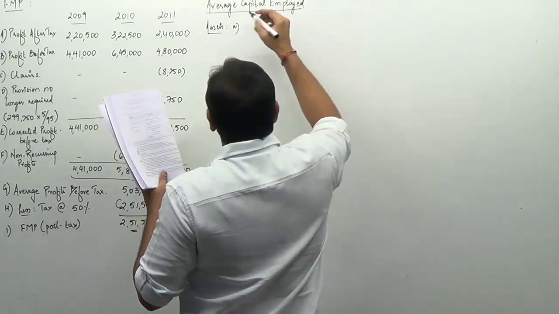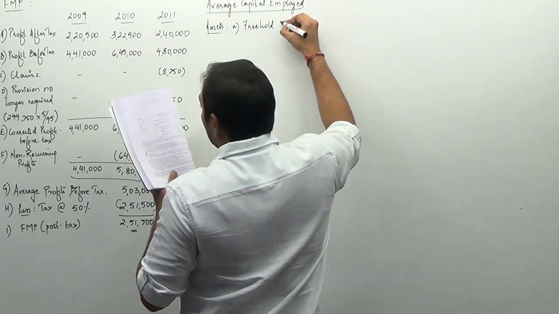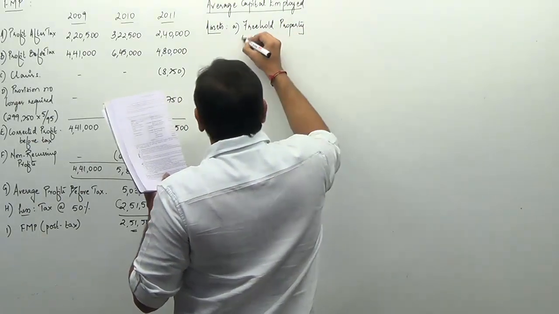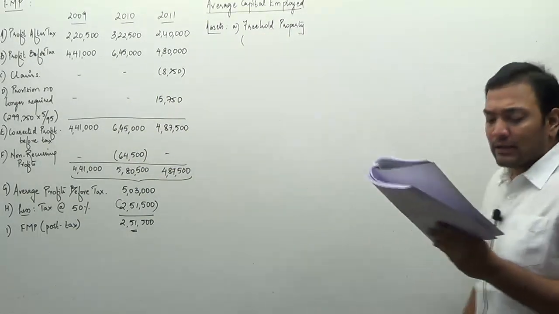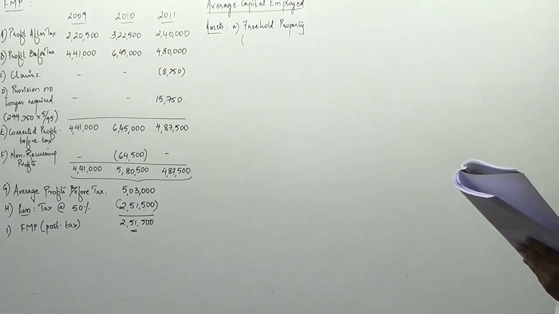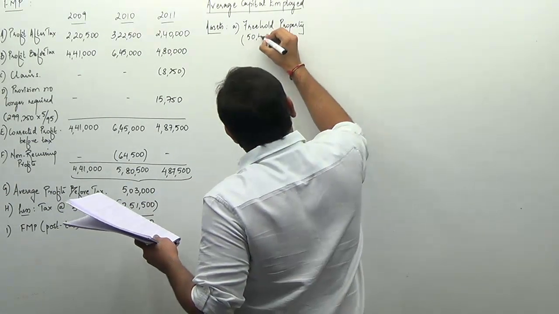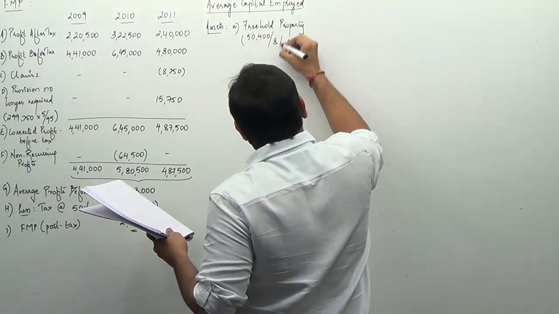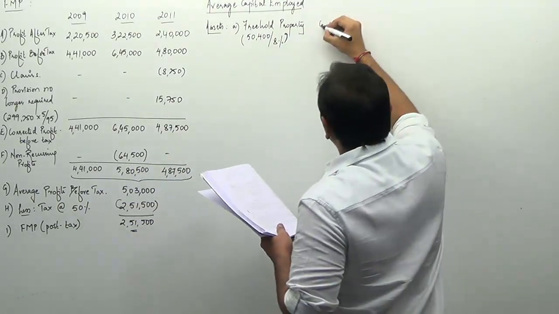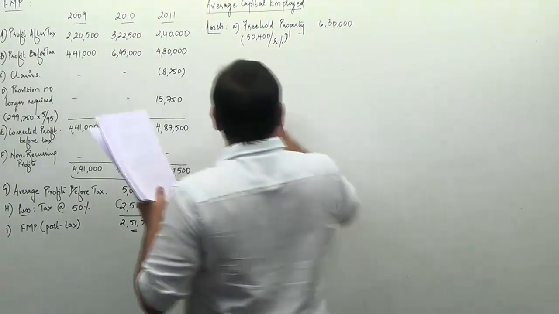First asset, goodwill I won't consider. I'm valuing goodwill. Freehold property compulsory to be considered. Come down below. There's an adjustment for freehold property. It is ascertained to be valued on 8% return on its rental value currently 50,400. 50,400 current rental value divided by 8%, 6,30,000. This is the value of freehold property.